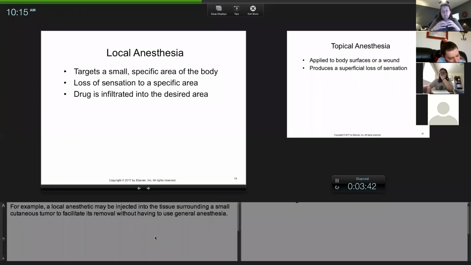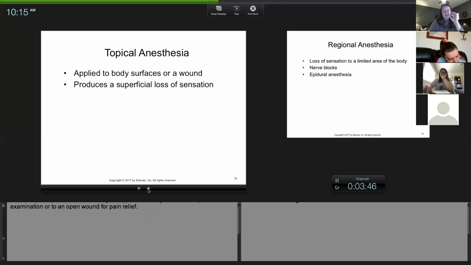Now, the different ways that we give local anesthesia: if you give it topically, you're going to put it on top of a wound. I don't know if anybody's ever had to have lidocaine gel. Sometimes you have a wound, you put this gel on, and it's lidocaine. It's numbing the surface nerves.